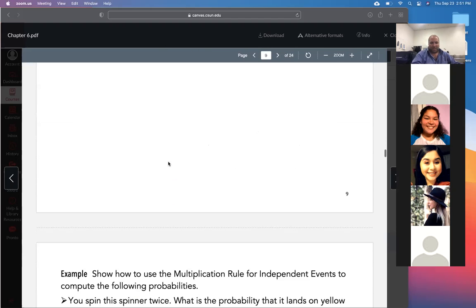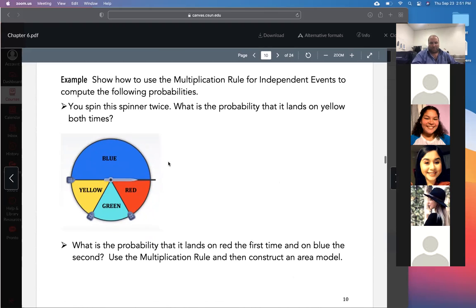All right, so we did that. Okay, here's another one. It says, show how to use the multiplication rule for independent events to compute the following probabilities. You spin the spinner twice. What is the probability that it lands on yellow both times?